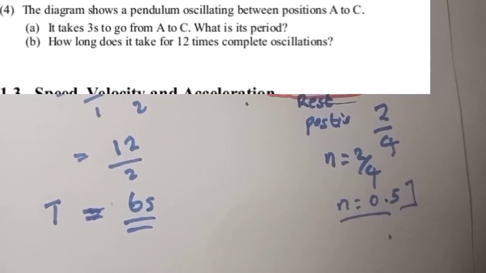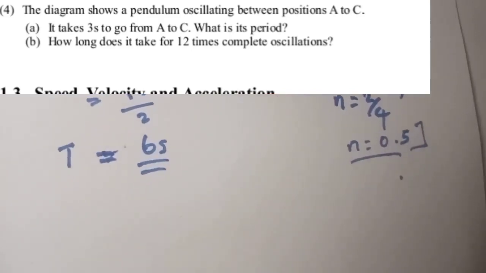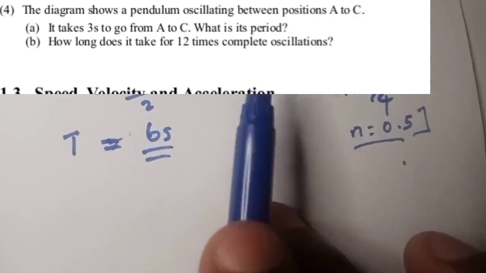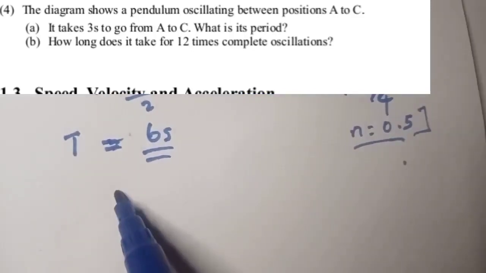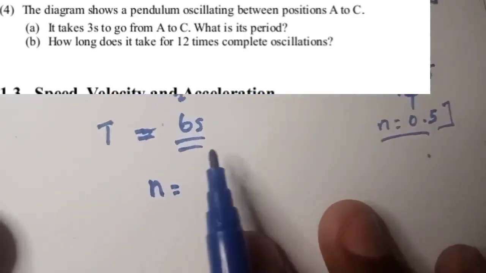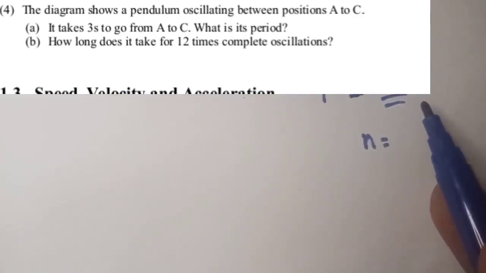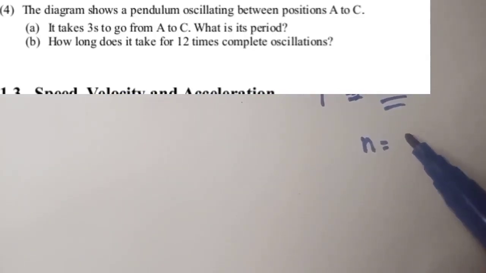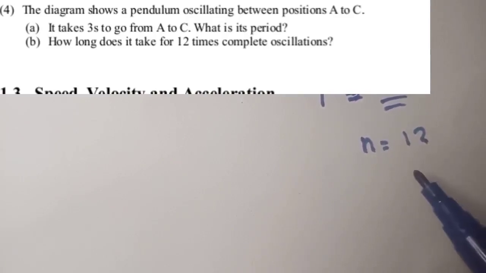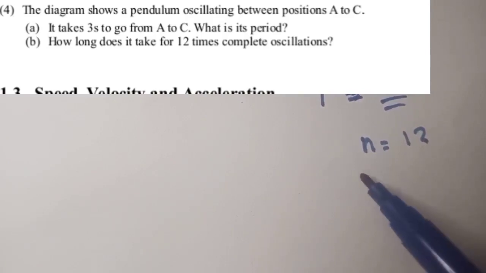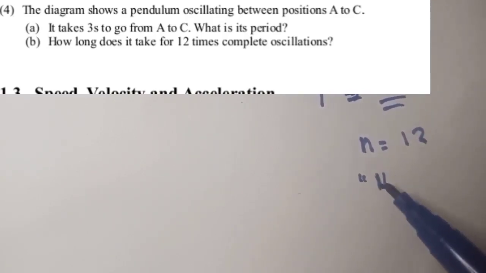All right. Then question B says, how long does it take for 12 times complete oscillations? So now they've given us the number of oscillations, right? So we're not going to count again. Here they're saying that if n is equal to 12, how long does it take for 12 times complete oscillation? So n is equal to 12. So they're saying how long.